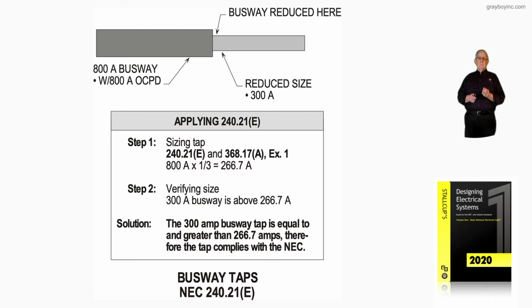Then step one would be the application of 240.21(E), but notice we have an 800 amp busway with an 800 amp overcurrent device, and we're reducing down to 300 amps. And notice by following the application of 240.21(E), we could make that tap in reduced size of 300 amps, 50 foot long. And we would not need a protective device where we make that tap.